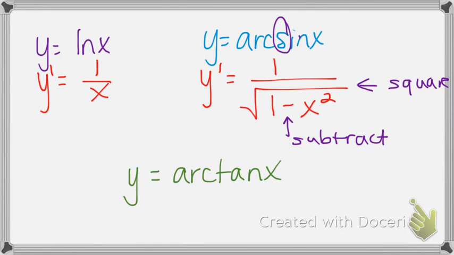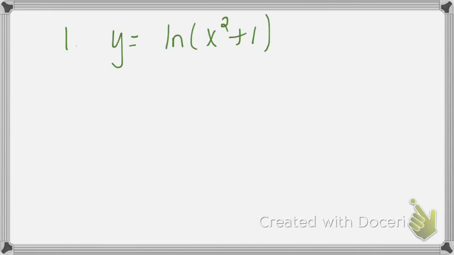Arctangent, the derivative is 1 over 1 plus x squared. It has a plus that looks an awful lot like a t. I don't know if that really will help or not, but that's sort of a trick that helps you remember it. Arc sine has a square root and a subtract sign. Arctan has a plus that looks like a T. But that's the last three rules you need to know. So let's talk about some examples of how you use them.